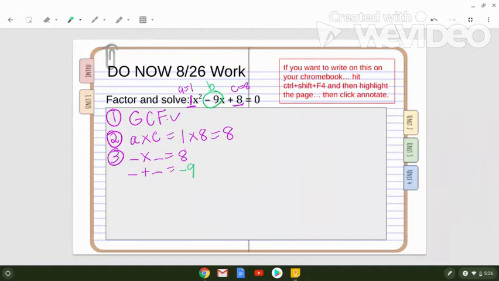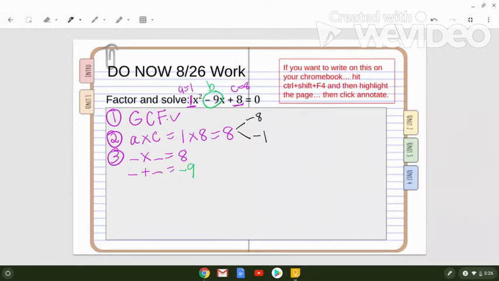So hopefully you're thinking about two numbers that multiply together to give you +8, but add together to give you -9. Hopefully you've come up with -8 times -1. So I got my factors here, -8, -1.